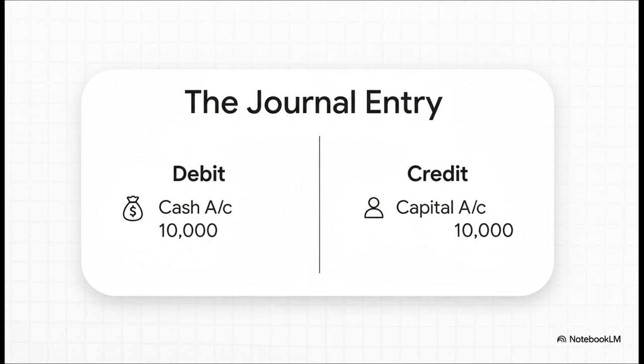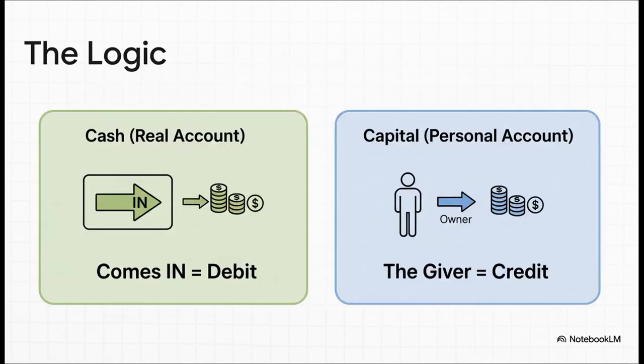But the big question is, why? Why is that the right way to do it? Let's use our new framework to figure it out. This is a perfect example of how the rules work. Let's start with cash. What type of account is it? It's an asset, so it's a real account. Now, is the cash coming in or going out? It's coming into the business. And what's our rule? Debit what comes in. Boom, done.